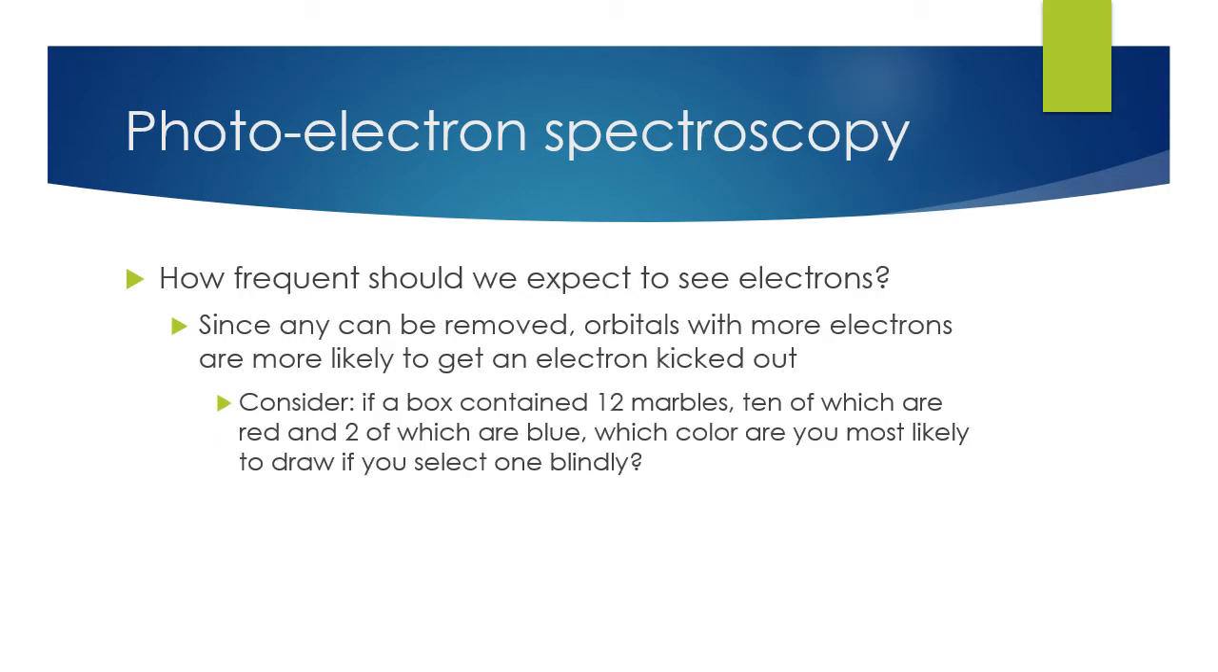With regards to frequency, the more electrons there are in a given orbital, the more likely it is that you're going to get an electron kicked out of that orbital. Think of it kind of like a probability situation. For example, consider if you have a box that has 12 marbles, 10 of which are red and 4 of which are blue. You would expect that you're more likely going to pull one of the 10 red ones than you would one of the 2 blue. Similarly, if you consider a full set of s electrons and a full set of p electrons, the s only has 2, p only has 6. I'm more likely to see one of the 6 p electrons because there are more of them to start off with, so if I do it randomly, I'm more likely to see one of them.